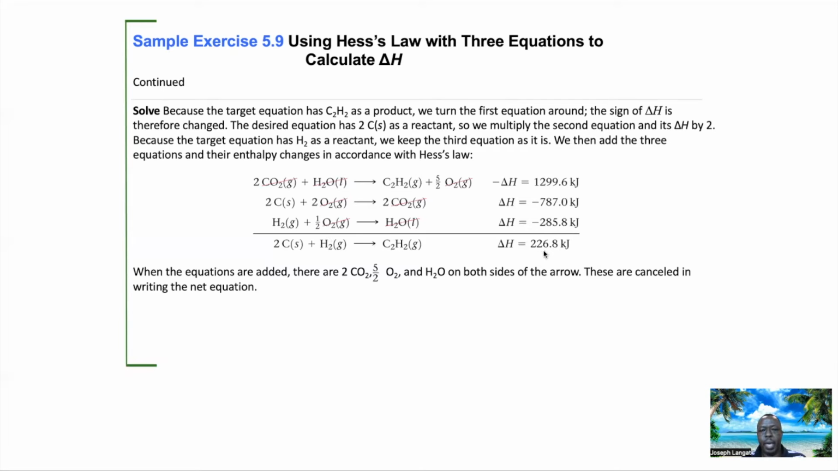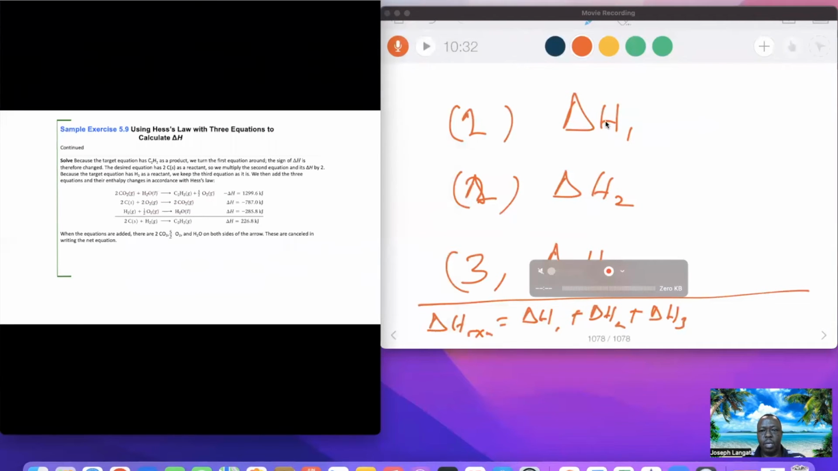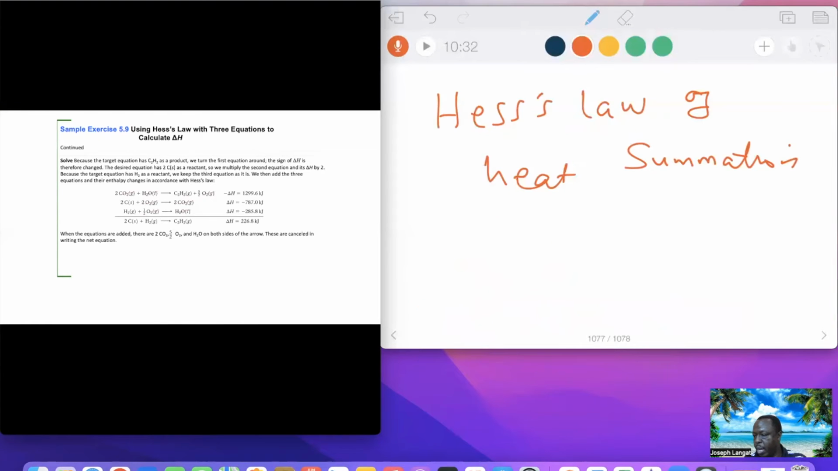What happened here now is how we arrive at this number is just adding everything. Just adding to get this value: the enthalpy change for step 1, the enthalpy change for step 2, and the enthalpy change for step 3. So this is step 1, step 2, step 3, and this is just the overall enthalpy for the reaction. That's why I say sometimes it's called the heat of summation, Hess's law of heat of summation.